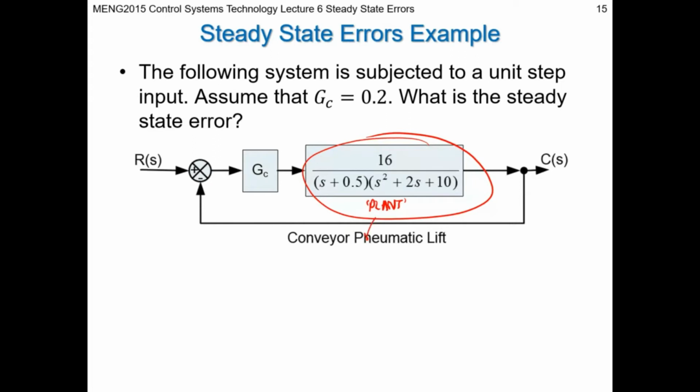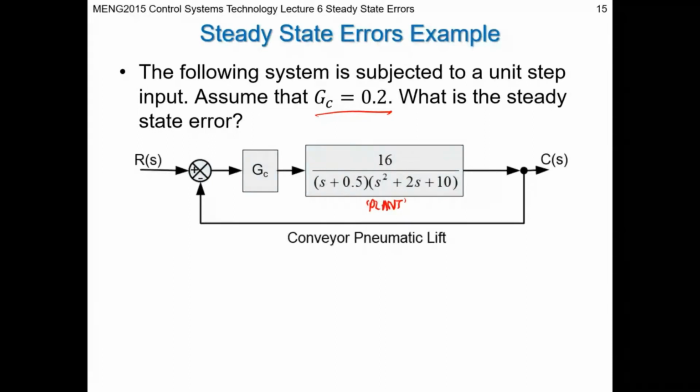When I say plant, that is the conveyor pneumatic lift, right? So the plant is the conveyor pneumatic lift. This is the transfer function for the plant. You also have GC, which is a controller, and we're stating that GC is 0.2. This is a simple proportional gain controller, and the gain is 0.2.